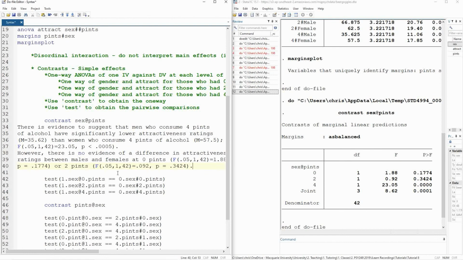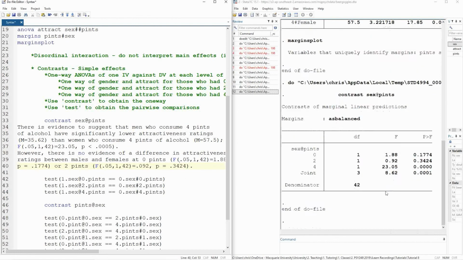Okay, I could also include the means of males and females at 0 and 2 pints. I haven't, because there's no difference, and you should have reported those earlier. When there is a difference, it is important to report those means. It's up to you, though. It never hurts to be over-inclusive of that kind of information.